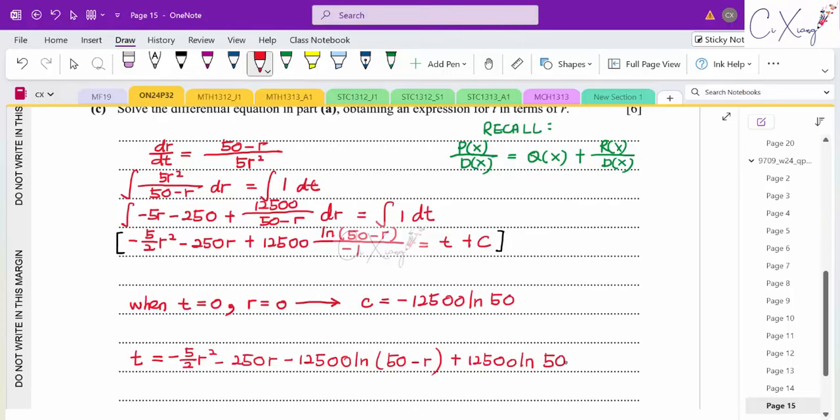If you want, you can keep your answer in this form. If you don't want, of course you can further simplify it by combining the ln together. So I have positive 12500 times (ln 50 minus ln(50 minus r)).